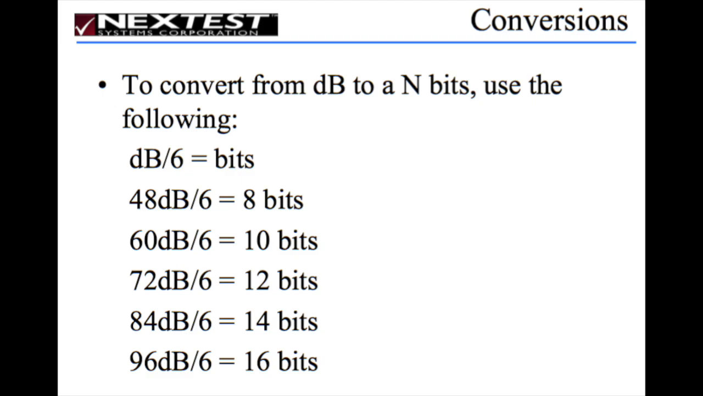To convert from dB to n bits, use the following: dB over 6 equals bits. So 48 dB divided by 6 is 8 bits. 60 dB divided by 6 is 10 bits. 72 dB divided by 6 is 12 bits, and so on. Again, there's the CD quality.